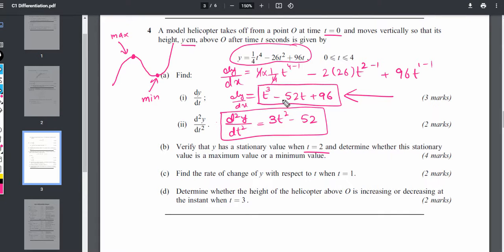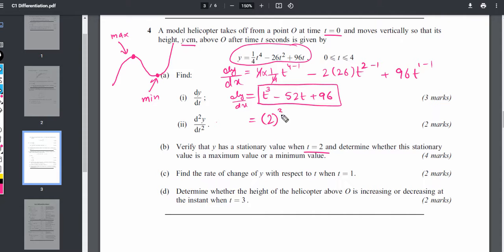In order to do that, I have to put t equals 2 into the function of the derivative. So it'll be like 2 cubed minus 52 times 2 plus 96. So 2 cubed is 8, 52 times 2 is 104, plus 96. So yeah, we got 0. So the function is stationary at t equals 2.